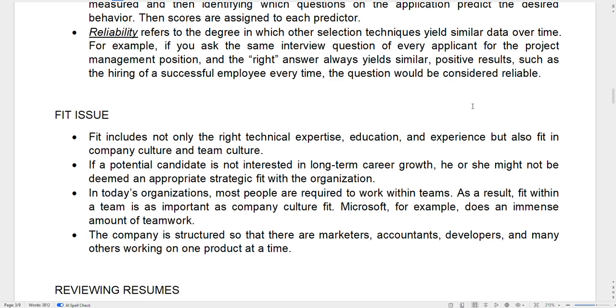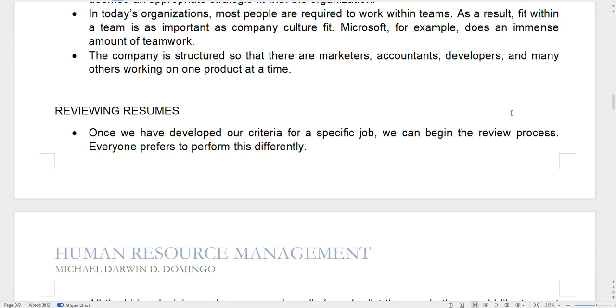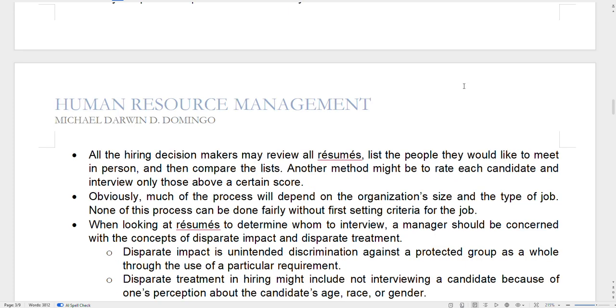product at a time. Now, about reviewing resume, so once we have developed our criteria for a specific job, we can now begin the review process. So, mas maganda sana kung ang magre-review nito, guys, ay isama natin si manager. Okay? O kahit yung ano na lang, immediate officer na lang. Okay? All hiring decision makers may review resumes list and resume list the people they would like to meet in persons and then compare the list.